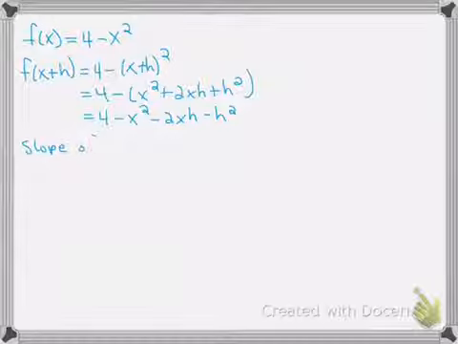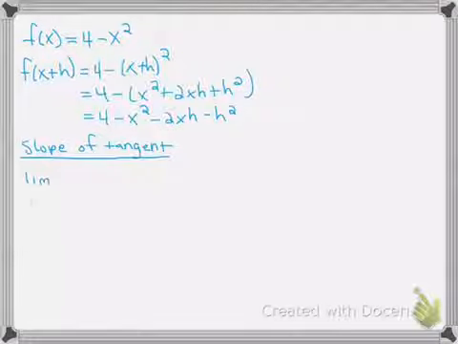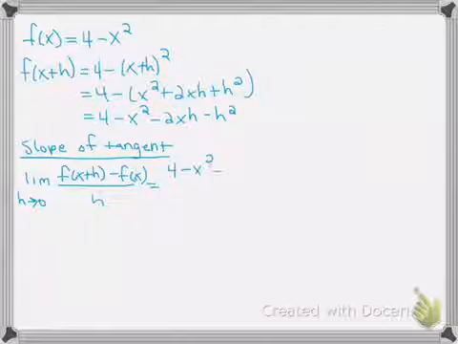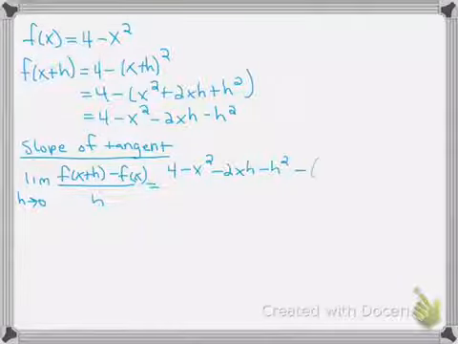All right, so now here comes the next piece. Well, now let's find the slope at that specific tangent line, at that specific point. Well, that means we're going to take a limit. So the definition says take the limit as h approaches 0 of f of x plus h minus f of x, divide that by h. Well, that means I'm going to take 4 minus x squared minus 2xh minus h squared, and I'm going to subtract my original function. Once again, algebra, you're subtracting 4 minus x squared.